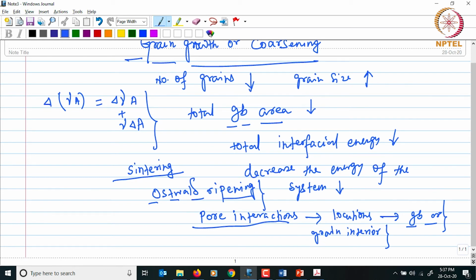On the other hand, if the grain boundaries break away from the pores, and if the pores are left behind in the grain interiors, then there will be a significant grain growth, and in fact, under those conditions, abnormal grain growth can also take place.